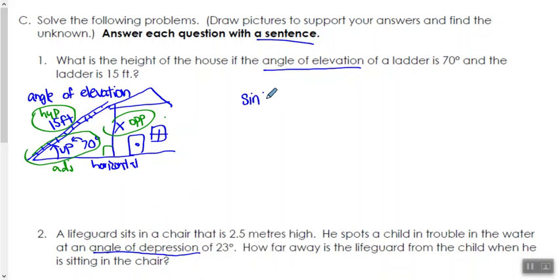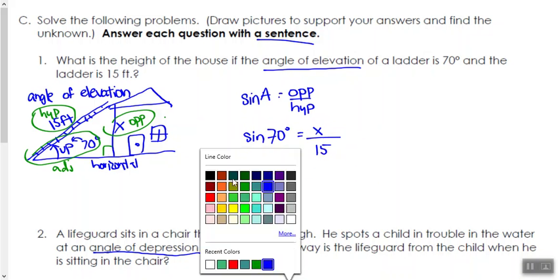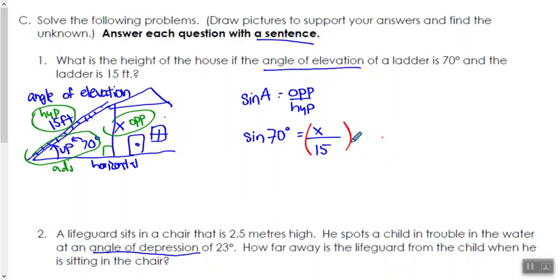So sine of my angle, let's say angle A, is going to be opposite over hypotenuse. Your angle always goes with the sine. So sine of 70 degrees equals my opposite, which I don't know, divided by my hypotenuse, which is 15 feet. So solving for x, what I'm trying to find, it's x divided by 15, so multiply by 15 on both sides. Remember, try to write it at the beginning. And we get x equals 15 times sine of 70 degrees.